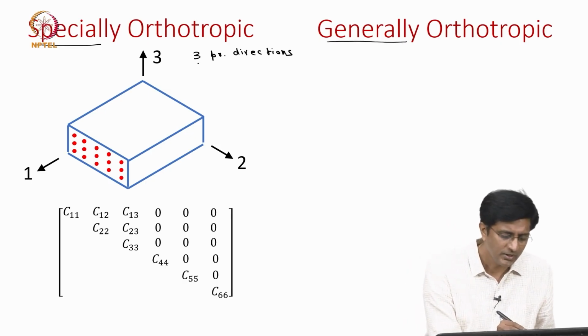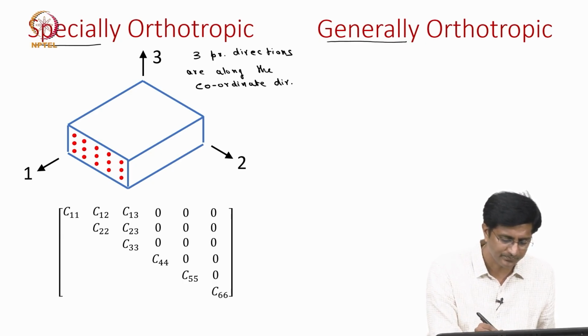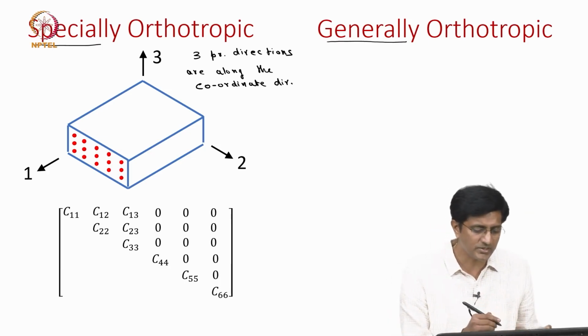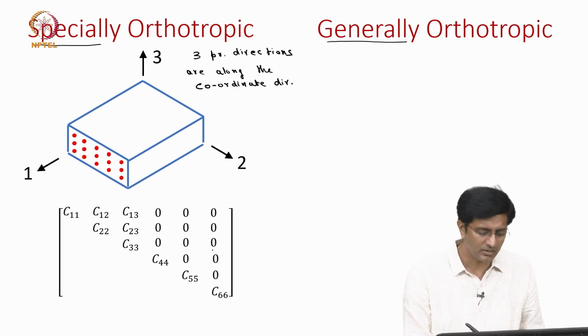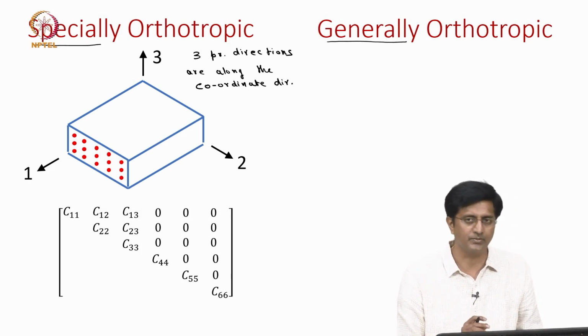So, here we say the 3 principal directions are along the coordinate system, coordinate directions. Then we call it the specially orthotropic, and in this special case the shear extension as well as the shear couplings both go to 0.